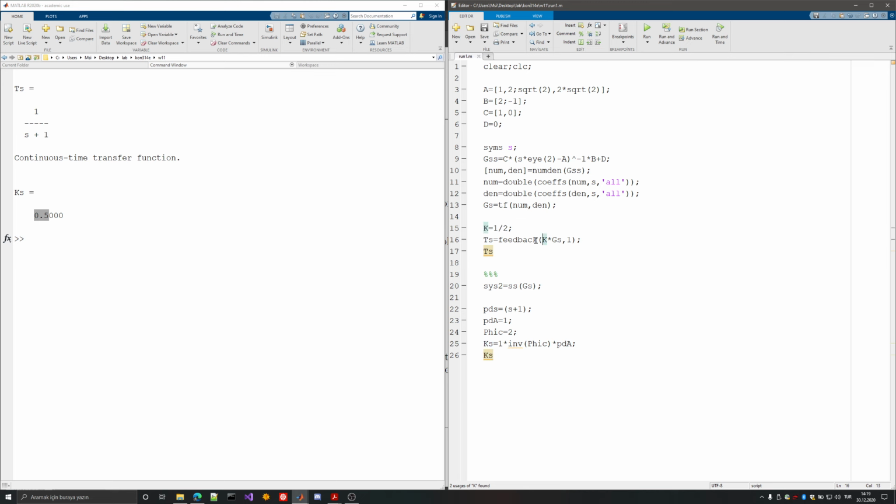Now you can see that if you have a scalar system, or namely a first order system, the P-type controller and the state feedback controller are the same.